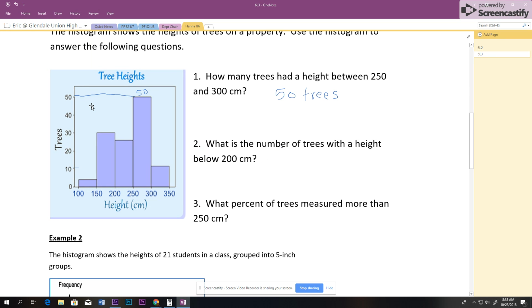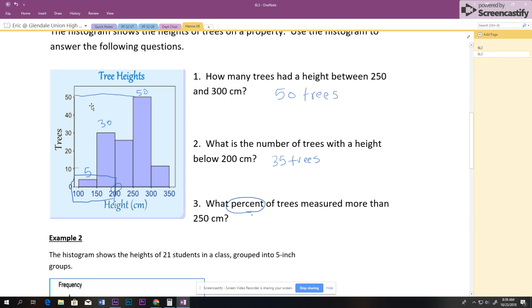All right, so in this example, number 2, what is the number of trees with a height below 200? Well, here's 200, so that's these two bars right there. We'll say that this one is 5, and this one is 30, so 30 plus 5 is 35 trees. Okay, next is what percent of trees measured more than 250 centimeters?